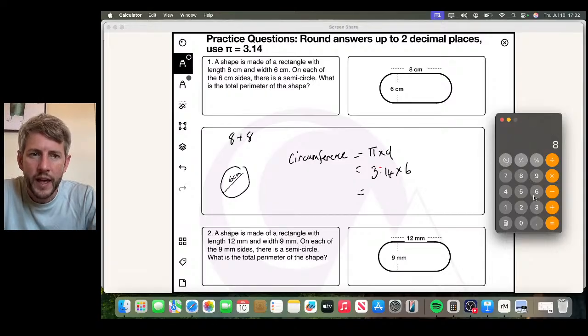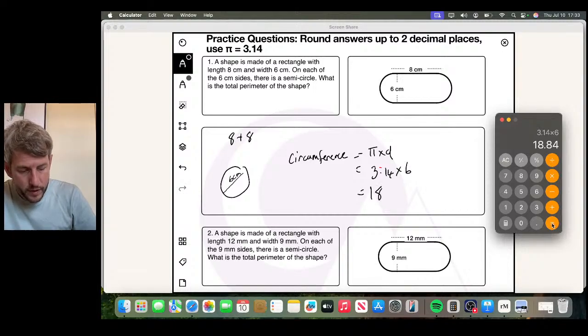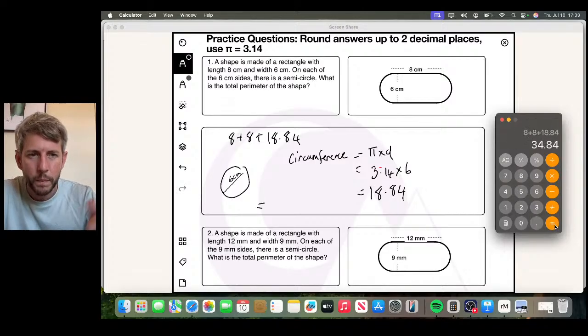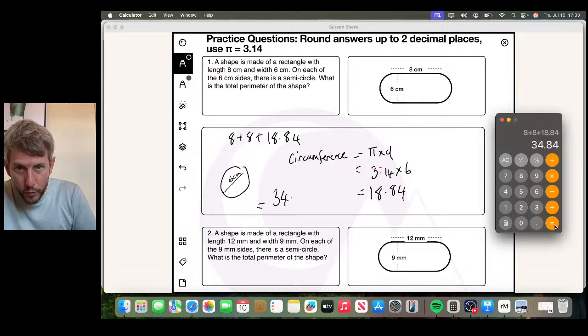So here we go, 8 add 8. Oh no, let's do the 3.14 times 6 first. 3.14 times 6, and that equals 18.84. And then if we do 8 add 8 add 18.84, we will get the final answer, which will be the total perimeter of this shape. So we've got here 8 add 8 add 18.84. And that's going to equal 34.84, and it's centimeters because perimeter is still a length.